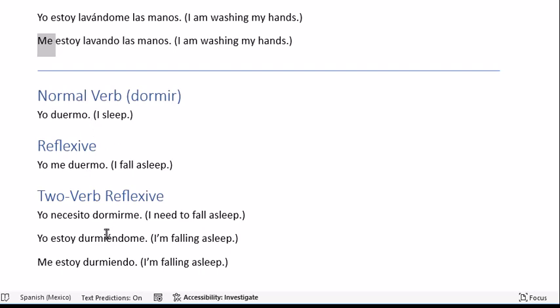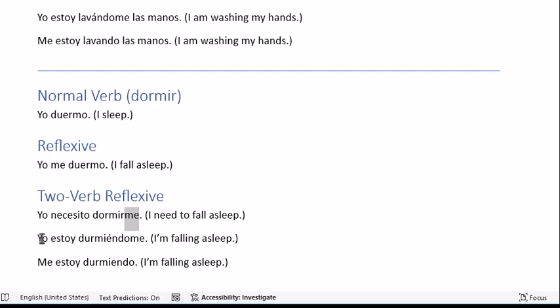Okay. What if I can't sleep and I need to do it? Right? So I need to. The desire is for me to express I need to fall asleep. Yo necesito, I need to sleep, dormir. Okay, so I need to sleep. And then since I'm doing it to or for myself, I've got the reflexive pronoun me. Yo necesito dormirme. Right? Maybe I'm in the process of falling asleep. So I am falling asleep.